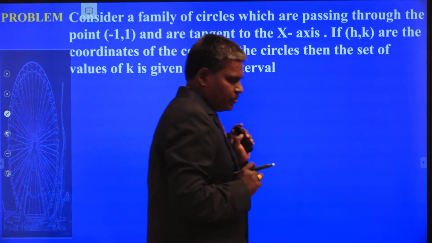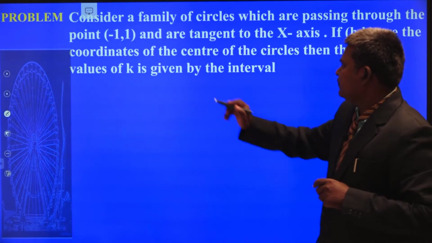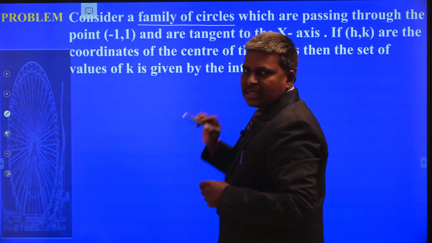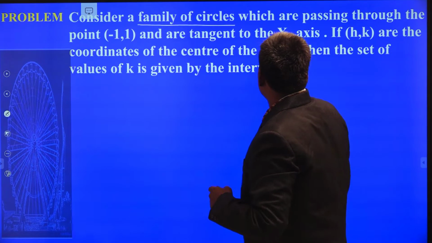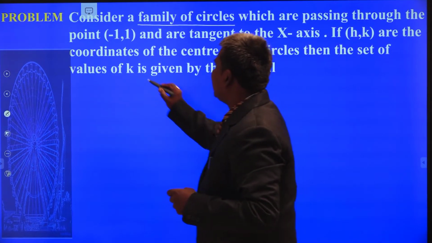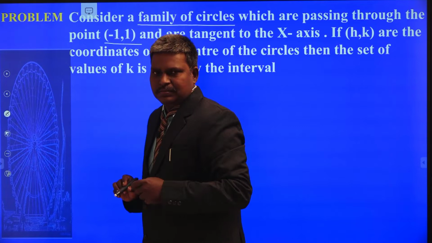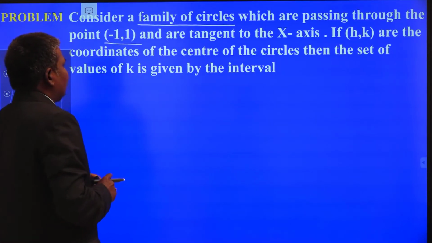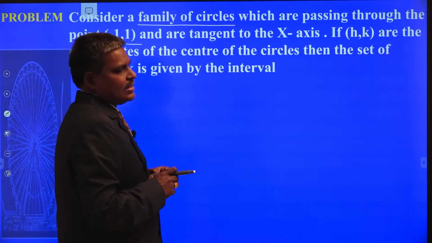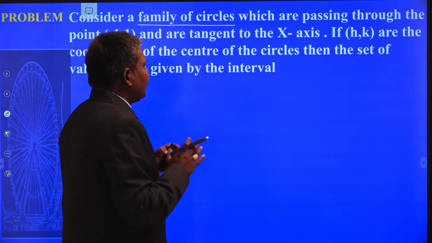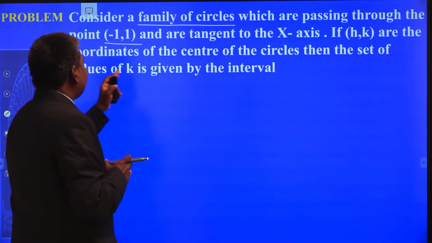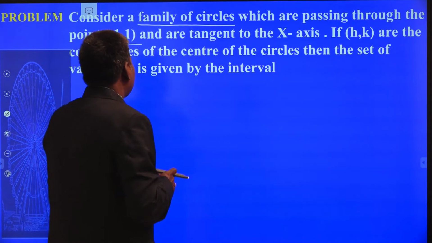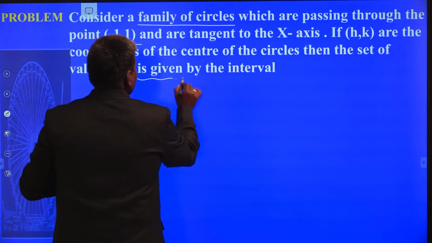This is your question. Read the question. Consider a family of circles. Consider the set of circles which are passing through the point minus 1 comma 1 and are tangent to the x-axis. If h comma k are the coordinates of the center of the circles, then the set of values of k is given by the interval dash.